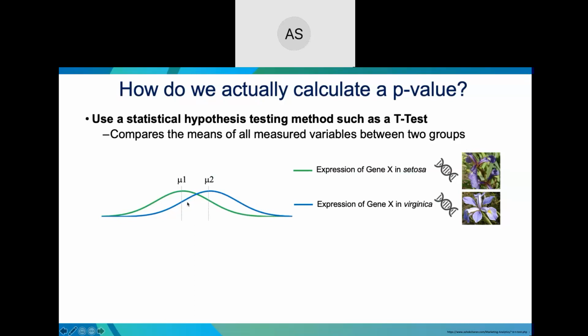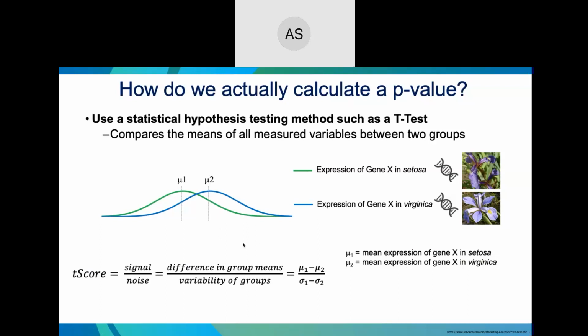And then look at the distribution of all the gene expression values for gene X in the Virginica samples. And calculate the means for both of those expressions. And here, remember, we use the Greek letter mu to designate the mean. So mu1 is mean expression of gene X in Setosa. Mu2 is the same in Virginica.